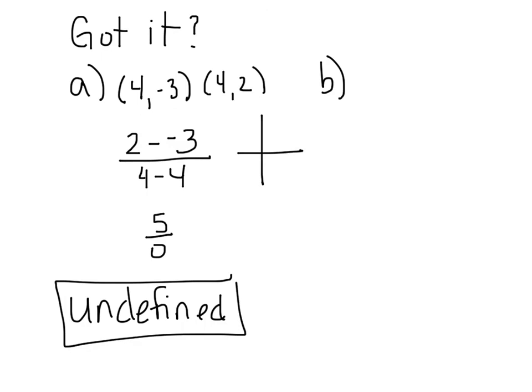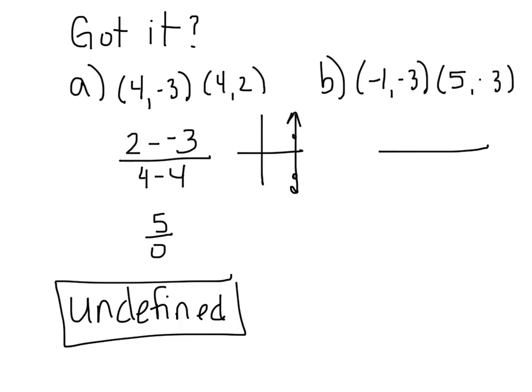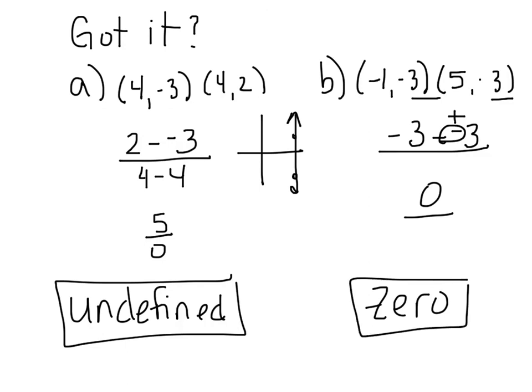If you graph this, notice what kind of line you would get. If you graphed 4, negative 3, that would be right here, and 4, 2 would be right here. You get a vertical line. A vertical line always gives you an undefined slope. B is the ordered pair negative 1, negative 3, and 5, negative 3. If you subtract your y values on top, negative 3 minus negative 3, we can stop there. That's a plus. Negative 3 plus 3 is 0. 0 divided by anything is 0. This is a horizontal line.